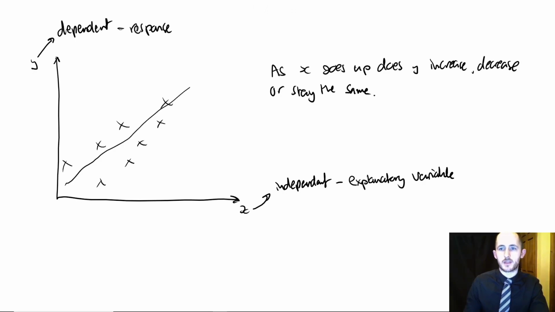Sometimes in a question it might just be 1 mark and it might literally just say what is the response variable, what's the explanatory variable. So it's good to just know that. So that's pretty much it.